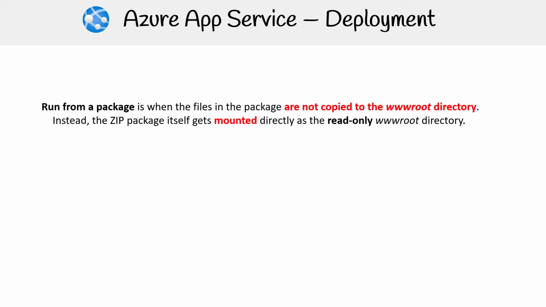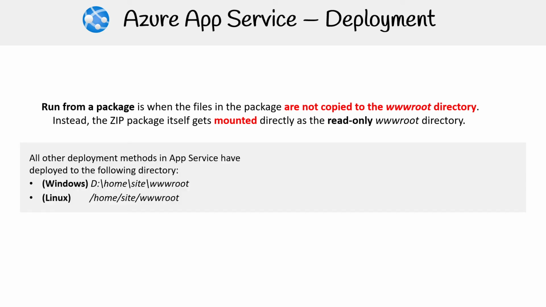The first one we're going to look at is running from a package. This is when files in the package are not copied to the root directory. Instead, the zip package itself gets mounted directly as a read-only wwwroot directory. Basically, all other deployment methods in App Service have to deploy to the following directory. If you're on a Windows machine, it's going to be home/site/wwwroot. If you're on Linux, it's going to be home/site/wwwroot.